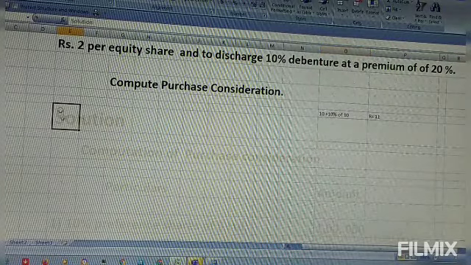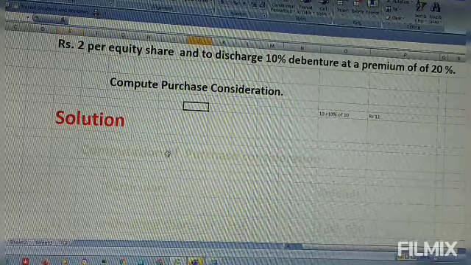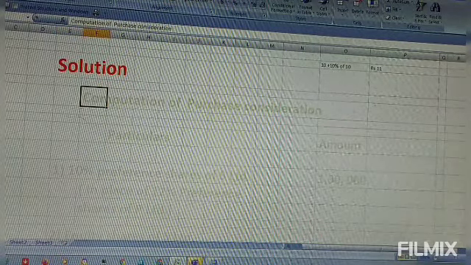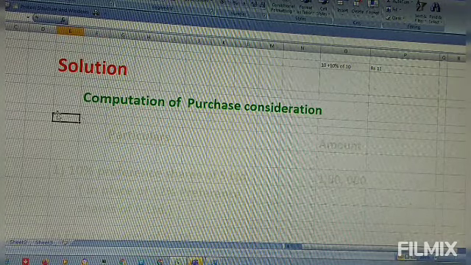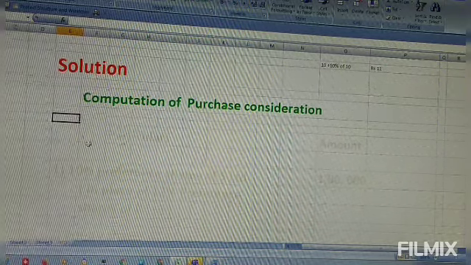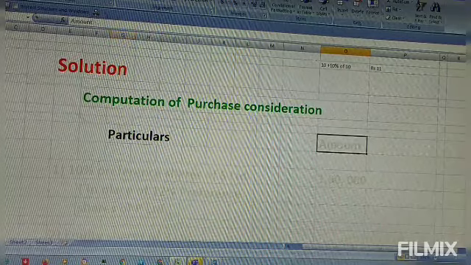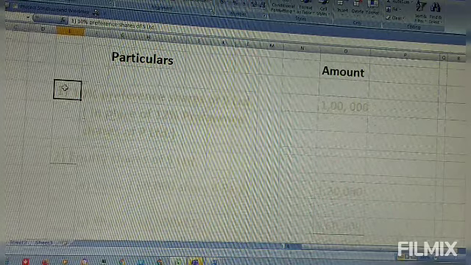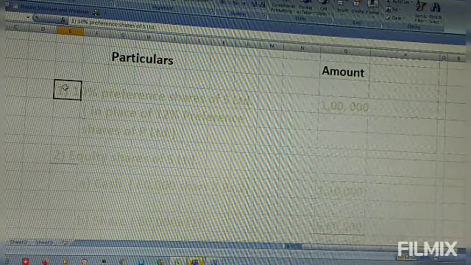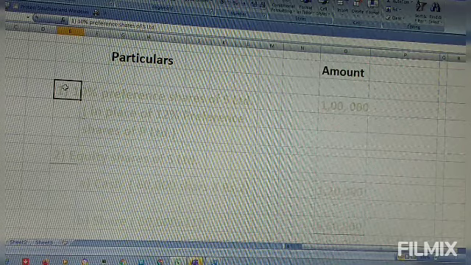Now we will go for the solution. Write the solution. The solution goes like this. First, write the computation of purchase consideration. There you make 2 columns: one is the particulars column, another is the amount column. The first item is 12% preference shares of P Limited in place of 10% preference shares of S Limited.